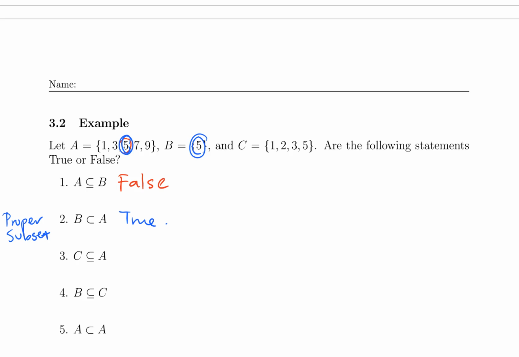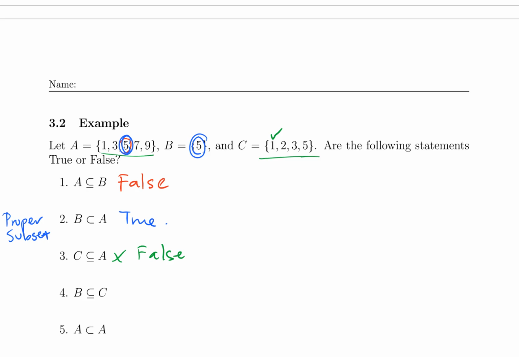Now let's see. What about set C? Is this a subset of A? So C is over here, and we have 1. So we need to check, is every element of C also an element of A? So 1 and 1. 1 is in C and 1 is in A. What about the 2? 2 is in C. There's no 2 in A. So this is going to be false. Some of the elements of C are also in A, but not all of them. So we do not have a subset.